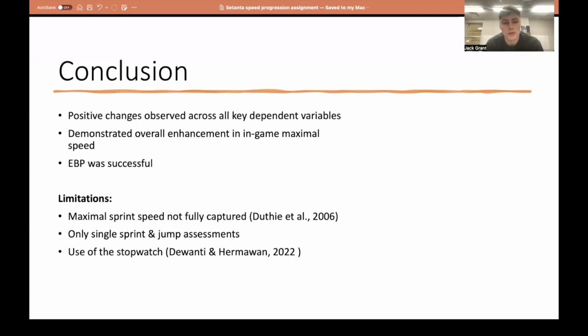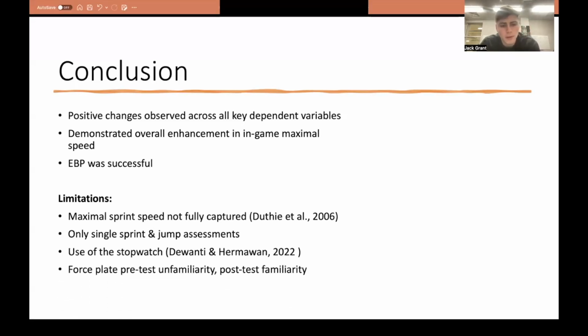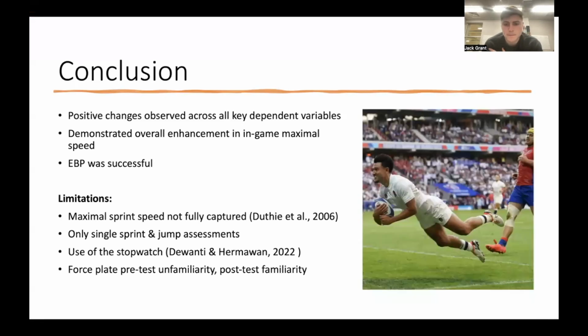The use of a stopwatch is also, of course, a limitation, with the potential human error and also that operator skill, as was mentioned, and also ForcePlate pre-test unfamiliarity and also post-test. So pre-test, the athlete had never used a ForcePlate before, and I could tell that their jump mechanics were very different to what I'd seen in a game or in the gym in general, which maybe led to a slightly skewed result pre-test. And then post-test, the fact that they were familiar, they were jumping more comfortably, could potentially have aided in them getting a better score.